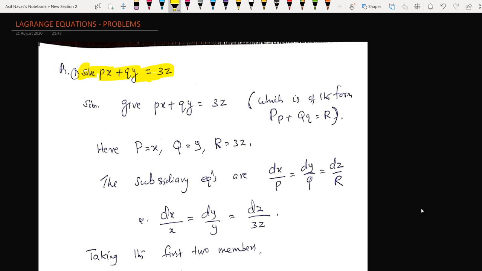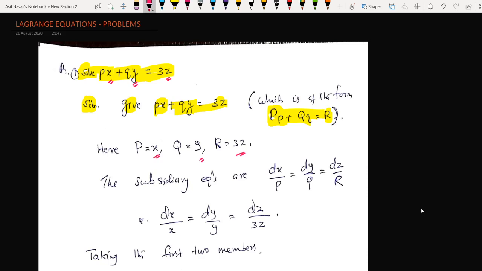Then the solution. The given equation is px plus qy equal to 3z, which is of the form capital P p plus capital Q q is equal to capital R. And what is P here? Capital P is x, capital Q is y, and capital R is 3z.